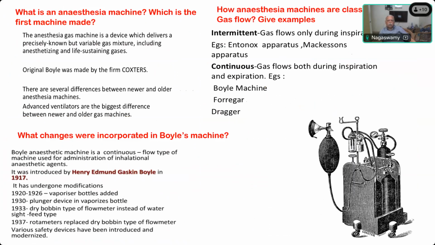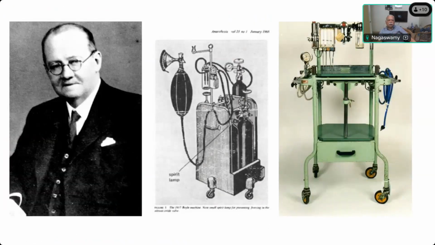So can you identify this? This is the Coxeter machine, which Boyle marketed or introduced, so it is called the original Boyle's machine. Can you identify these things in the picture?